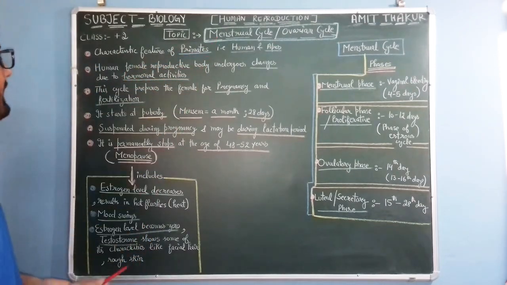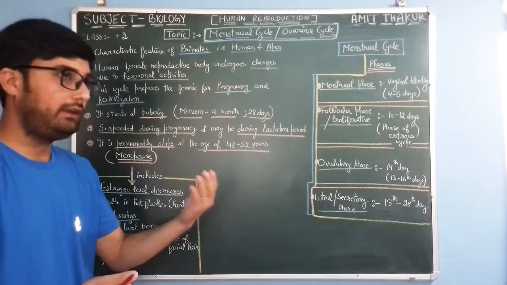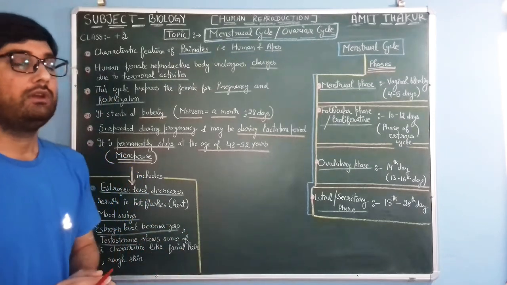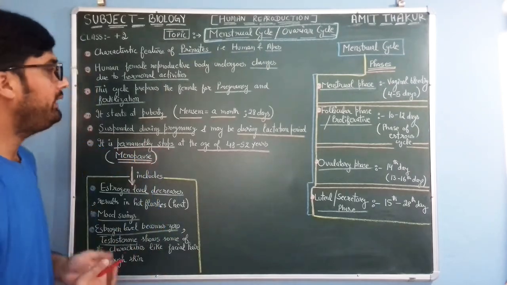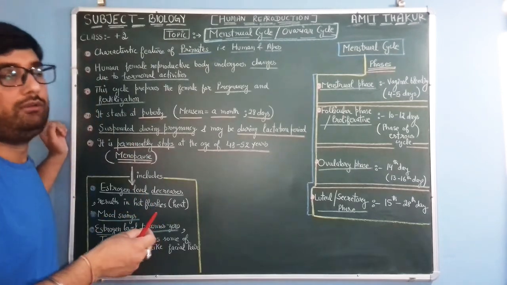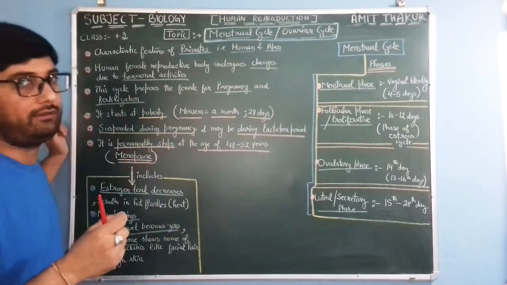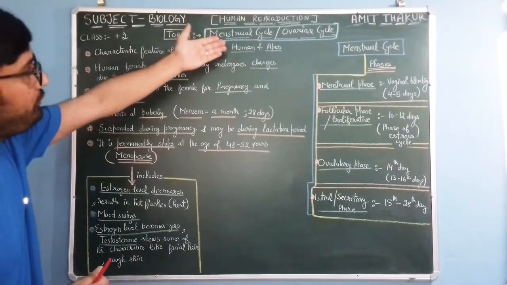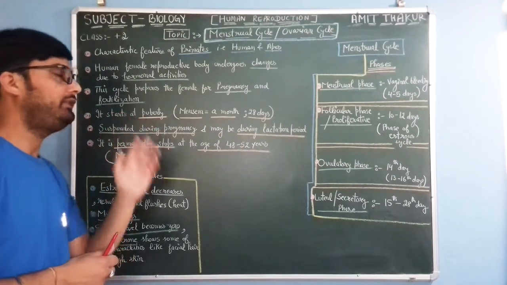This menstrual cycle starts at puberty, in the case of a female at the age of 11 to 13, and in the case of a male from 12 to 15. So in a female, puberty begins at the age of 11 to 13, which means gametogenesis begins during this stage, and the menstrual cycle begins at the stage of puberty.